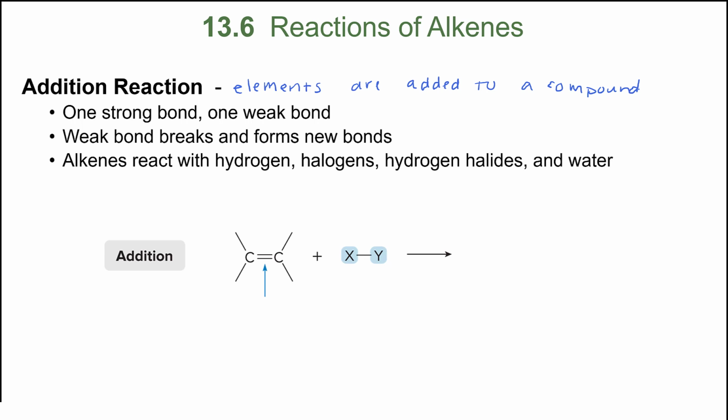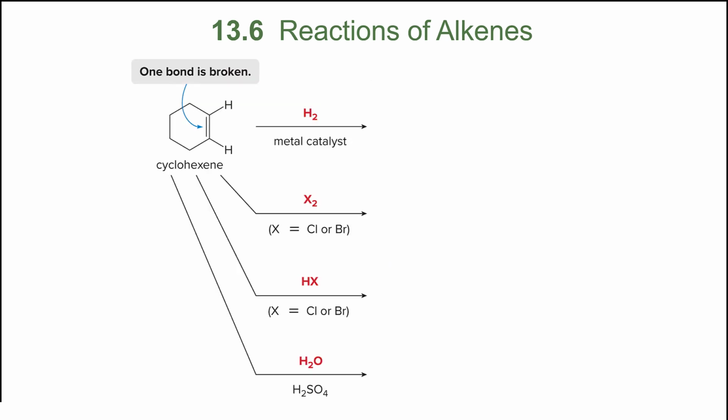So in an addition reaction, one bond is broken. So there's one strong bond and one weak bond, like we mentioned earlier. We add X and Y across the double bond. And we add X and Y to our compound. So two single bonds are formed. A summary of these reactions: one bond is broken, so there's no double bond there anymore, and we're going to form two single bonds.